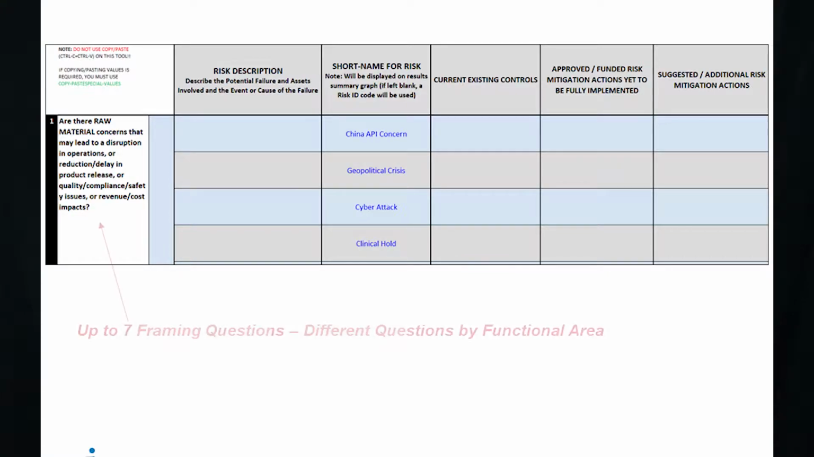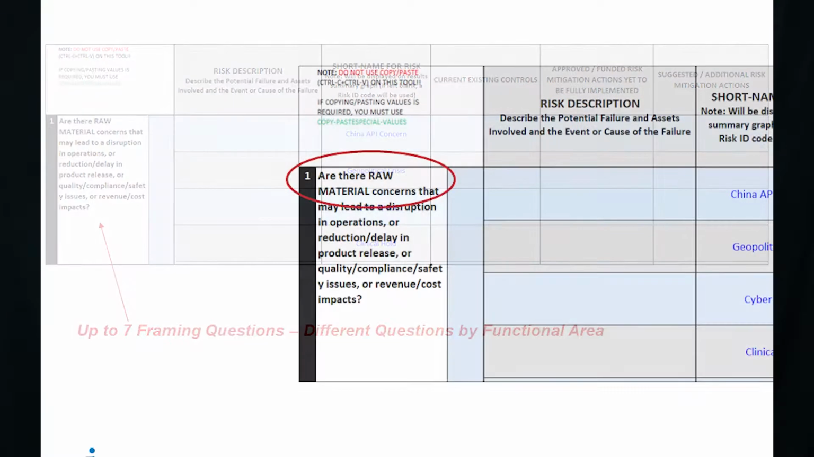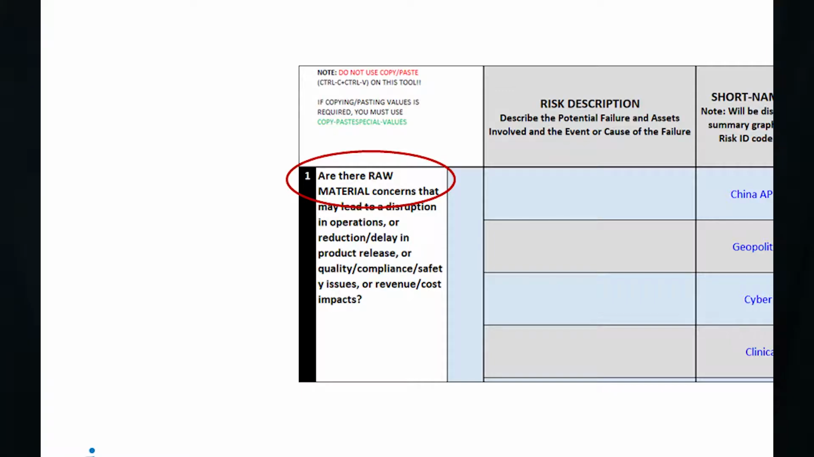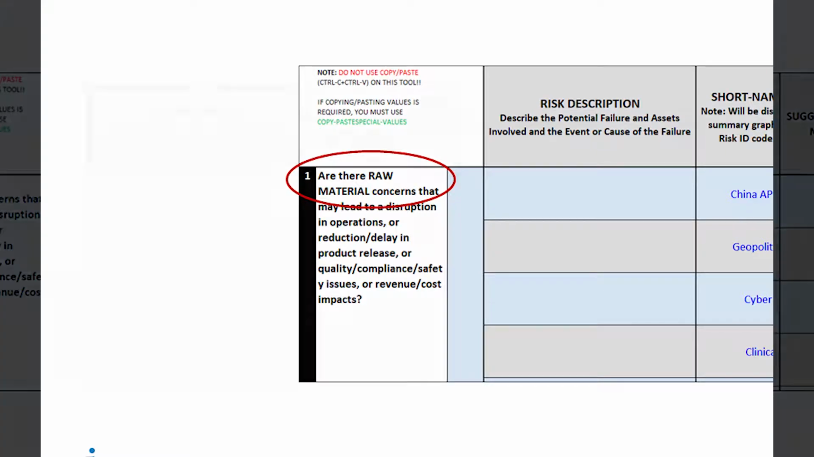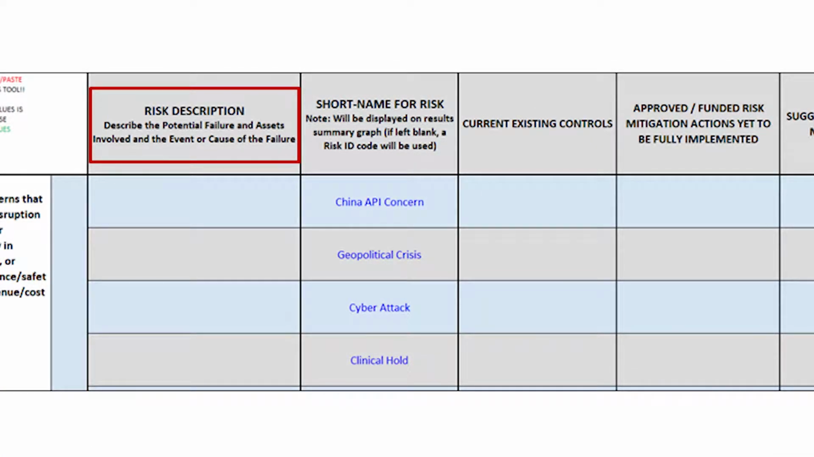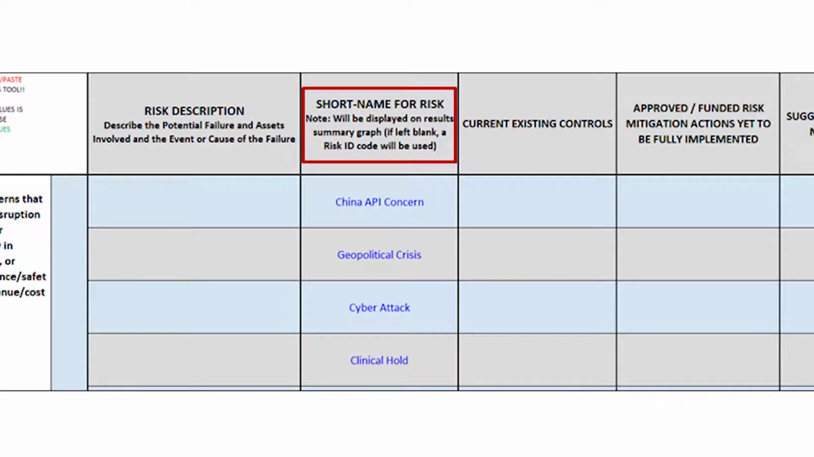We'll use up to 7 or so framing questions to ensure a comprehensive perspective is adopted by the involved subject matter experts. This is an example of a framing question related to raw material supply. And so for every risk associated with raw material supply, we'd like the following information: a brief risk description, a short name for the risk.